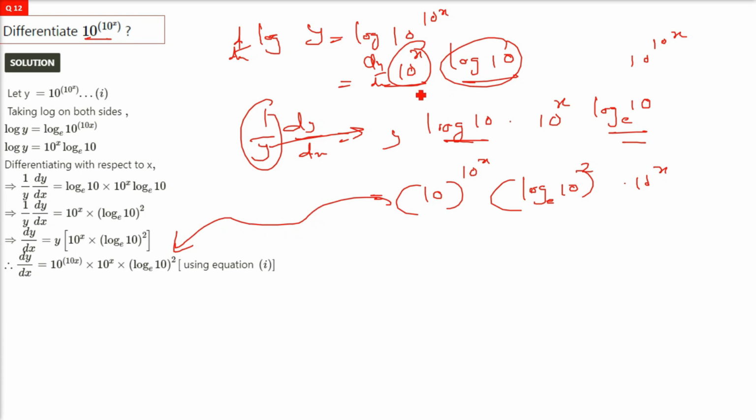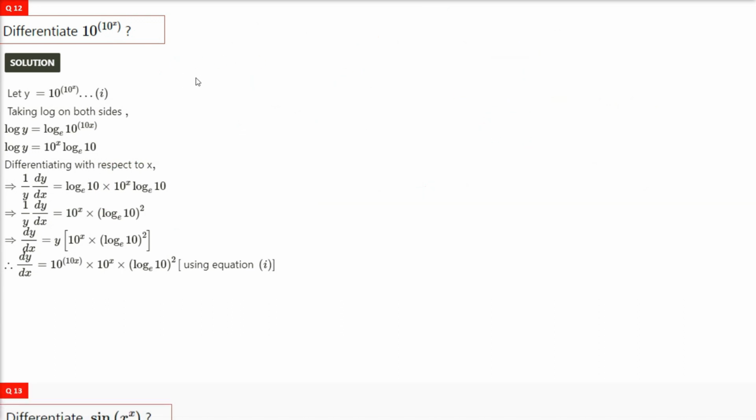So this kind of questions, once you apply the log, it becomes very easy. Otherwise, what is the way we are going to solve it? It will be somewhat difficult. But using the log, the solution becomes so easy that you just need 2 or 3 steps to complete it.